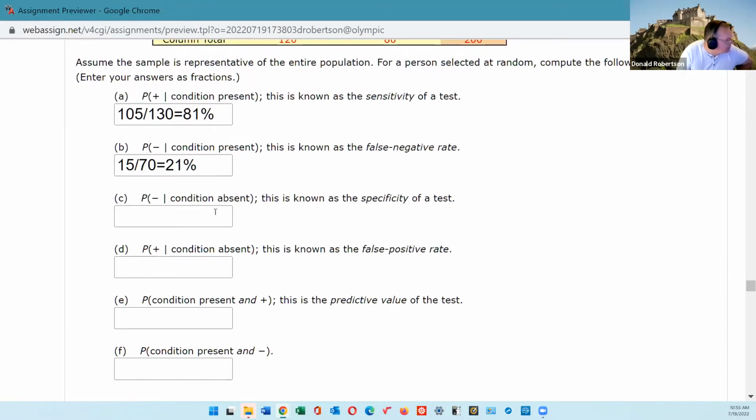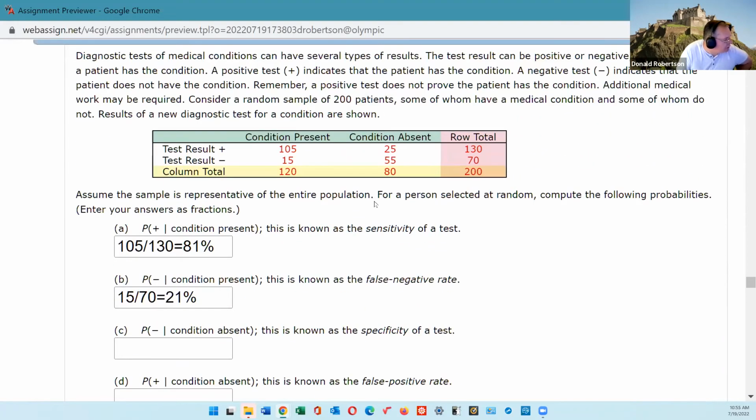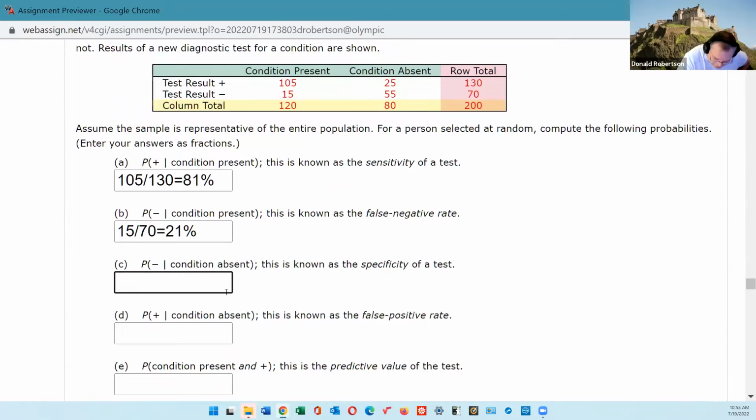Now, what's the probability that it's negative given the condition is absent? Well, the condition is absent, there's 55 of them. And what's the probability then? You get the condition absent. I should be able to just do that one there. The other 79%.